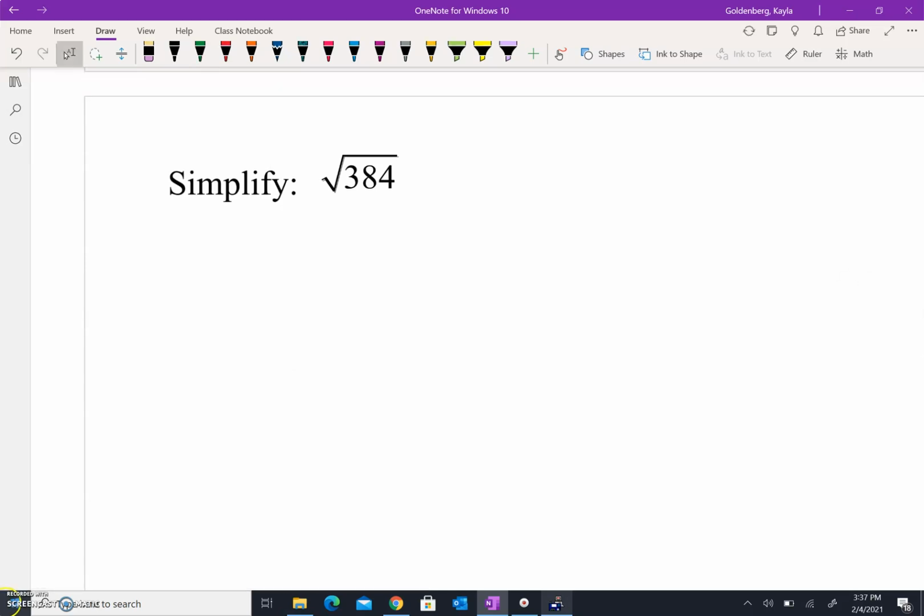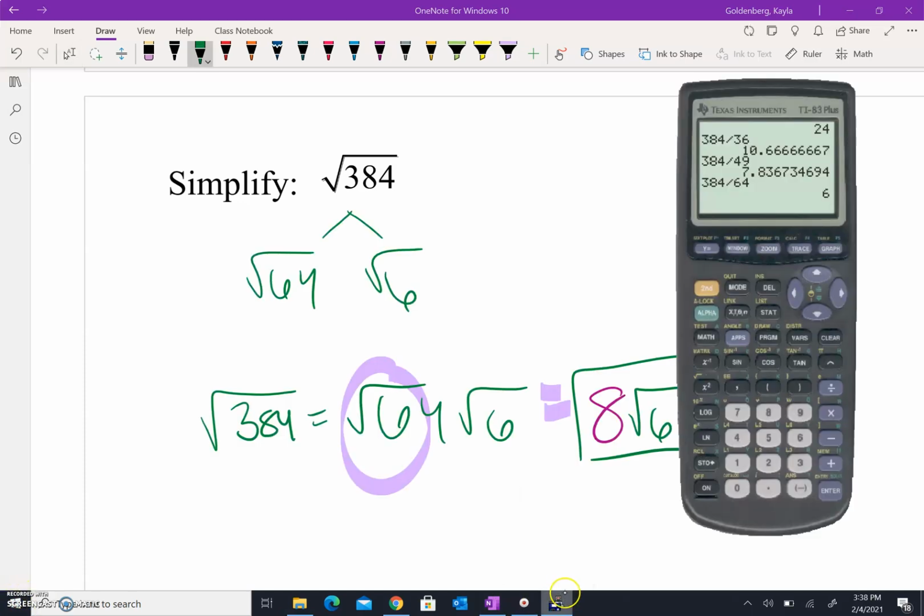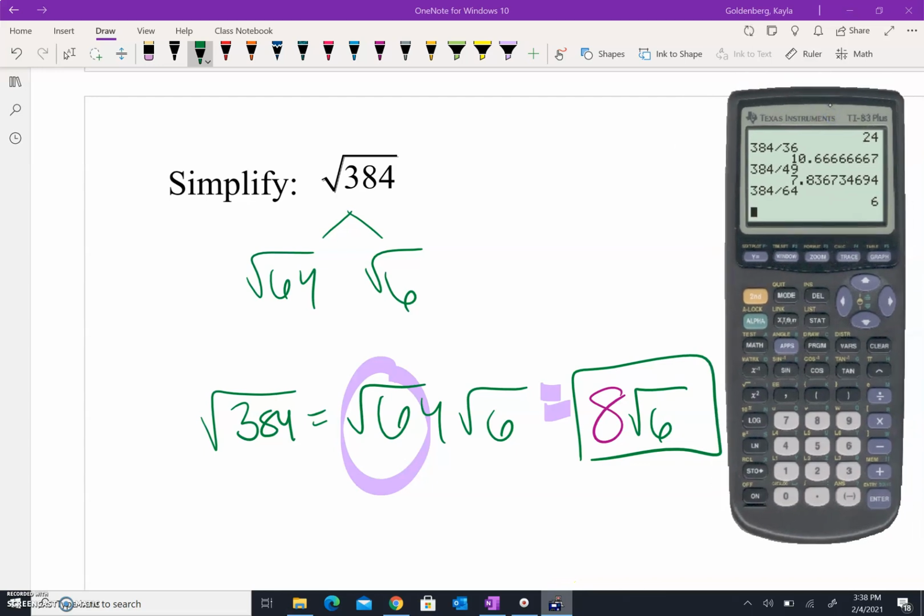So make your list, or take your list of perfect squares and test some of them out to see which one fits. So you can see my division here. I started dividing by 16. 384 divided by 16 was 24. And I said, oh, that seems a little bit big. And I was like, oh, let's keep going. So I did 16, I did 36, I got 49. Eventually I did 64. And it ended up coming out cleanly.